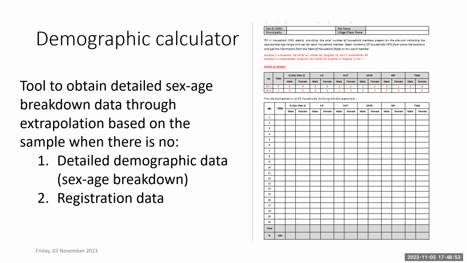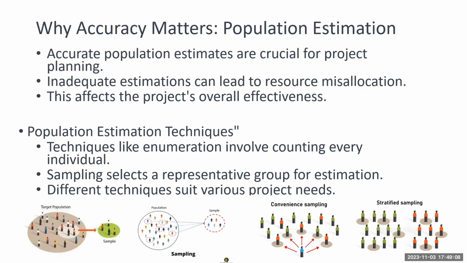Okay. Now, in the next slide, I will explain why accuracy matters, and I will also show you the different kinds of sampling, with caution on how the sampling choice could affect the outcome of your estimation. So why does accuracy matter in this population estimation or demographic calculation? Accurate population estimates are crucial for project planning. Remember, it's very crucial, and inadequate estimations can lead to resource misallocation. I've just mentioned that to you.